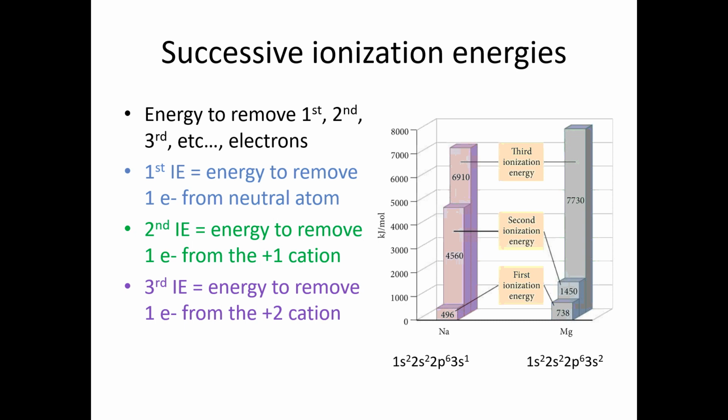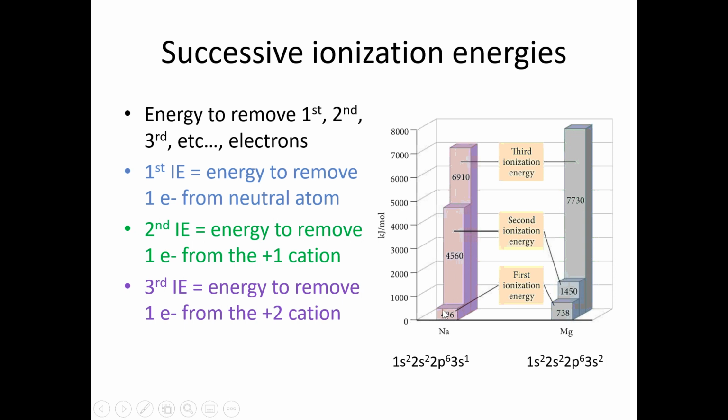So we started out by thinking about the first ionization energy, which is the energy to remove one electron from a neutral atom. We have these things that we call successive ionization energies, which would be, what if we took a second electron away from that same atom? Or what if we took a third electron away from that same atom? What we notice here is that each successive ionization energy is going to get harder.